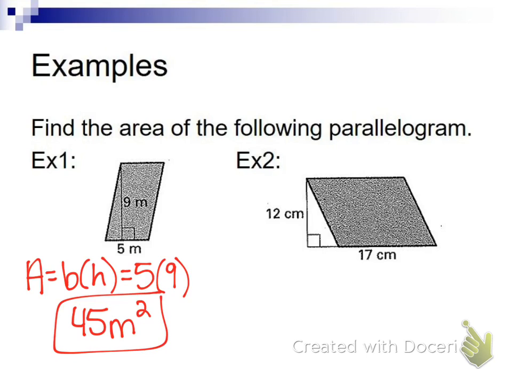All right, on number 2. Again, we have a parallelogram. Our area formula is still base times height. What's my base? 17, and my height is 12. Notice that on this one, the height is outside of the parallelogram, but we knew it was the height because it was marked as being perpendicular to the base.